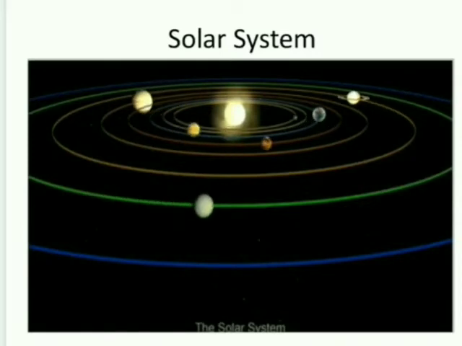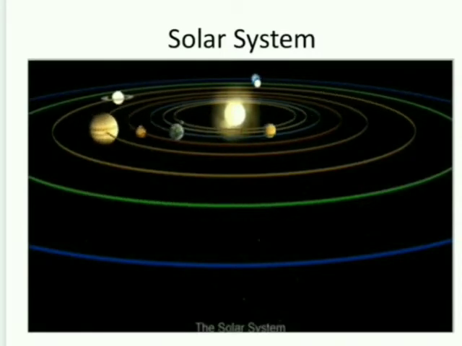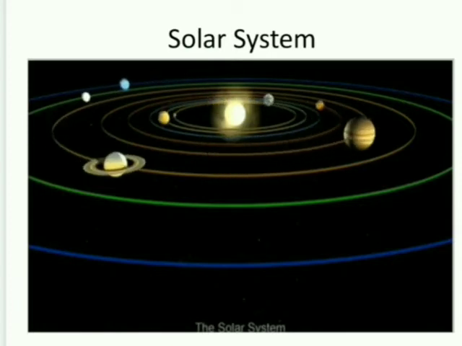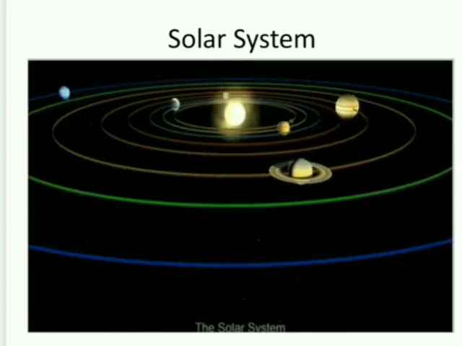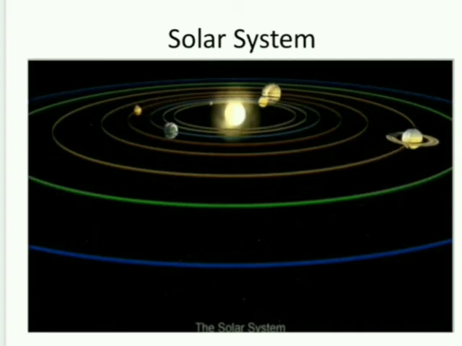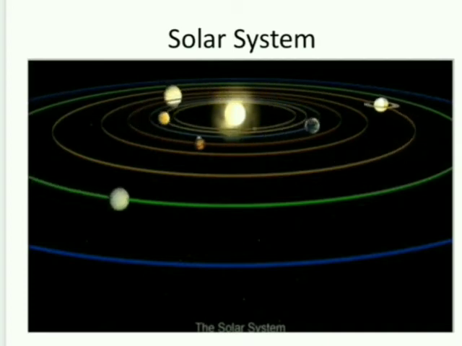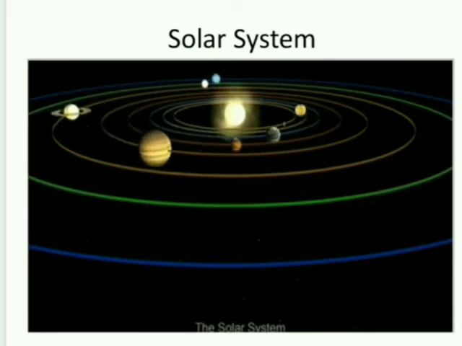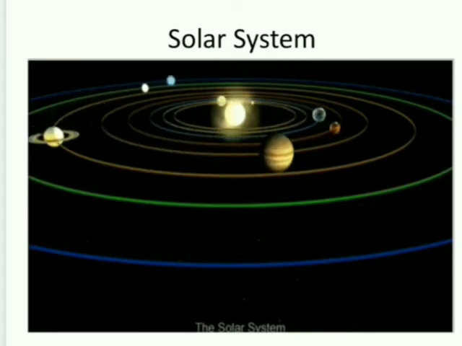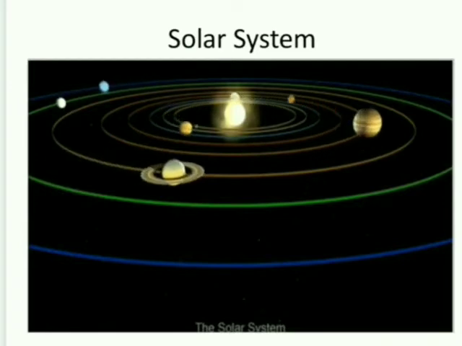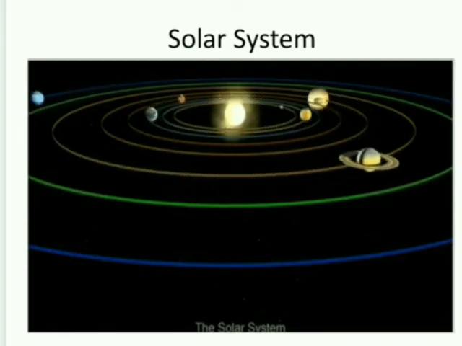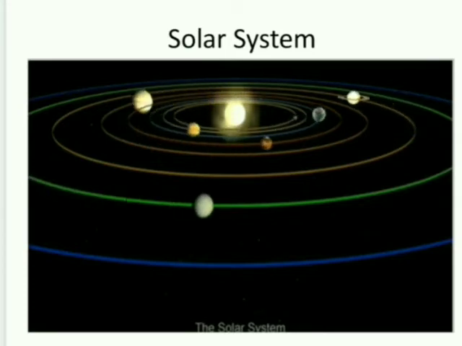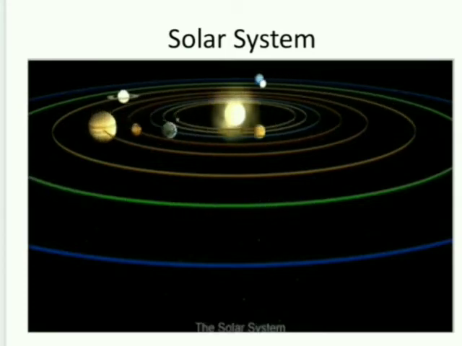Children, this is our solar system. Now you will ask me, what is a solar system? The solar system includes the Sun, the Earth, and all other planets, moons, and other small icy objects that go around it. The Sun is at the center of the solar system, and as you can see here, all other planets revolve around the Sun.